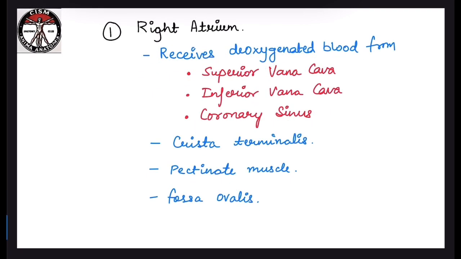The right atrium receives deoxygenated blood from the superior vena cava from the upper body, the inferior vena cava from the lower body, and the coronary sinus from the heart walls. There is the crista terminalis, which is a muscular ridge dividing the smooth and rough parts of the heart. And there is the pectinate muscle, which is present in the auricle and the anterior wall.